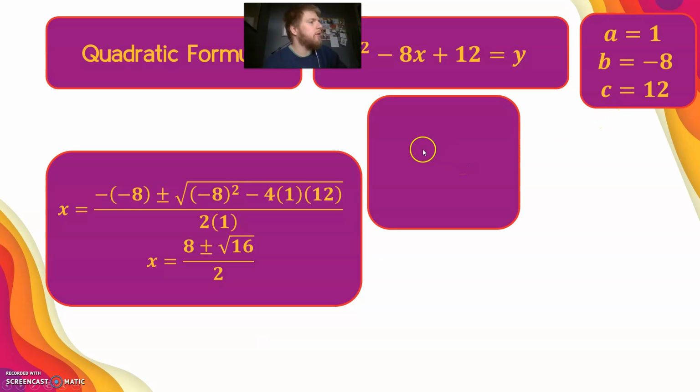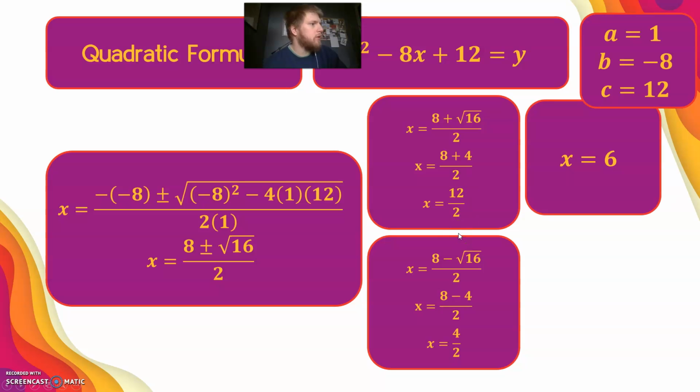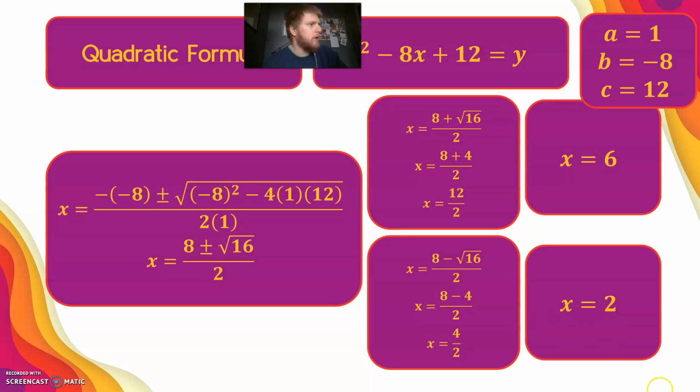So here we have 8 plus root 16. Root 16 is obviously 4. 8 plus 4 is 12 divided by 2. We'll get our answer here in just a moment. And then on the bottom we have 8 minus root 16. That ends up being 8 minus 4 all over 2, which is 4 over 2. So this 12 over 2 is going to give us x equals 6. And on the bottom, it gives us x equals 2. Shouldn't be surprising. That's what we got when we did it by factoring.